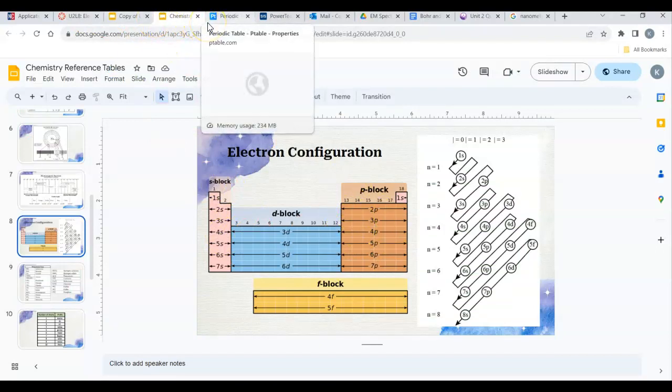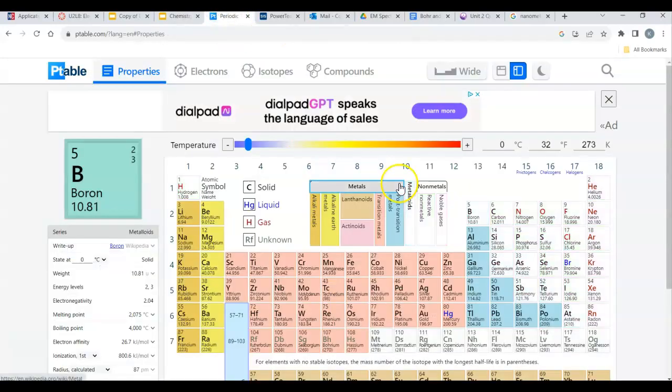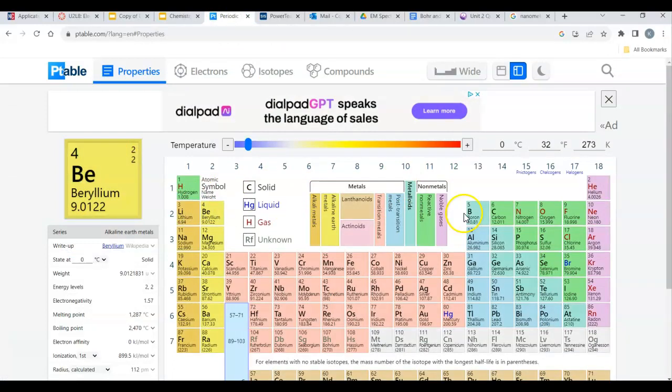Remember, the first number is the period, the letter is the block, and then the superscript is the electrons in that orbital, aka the number of the position in that block. So for example, boron, he's in row 2 or period 2. He's in the P block and he's the first element in that block. So I know I should be ending with 2p1. All right, so 2p1 should be my final configuration for this.